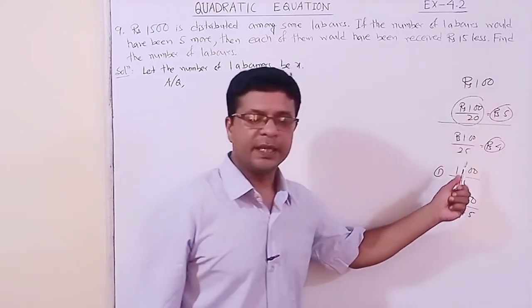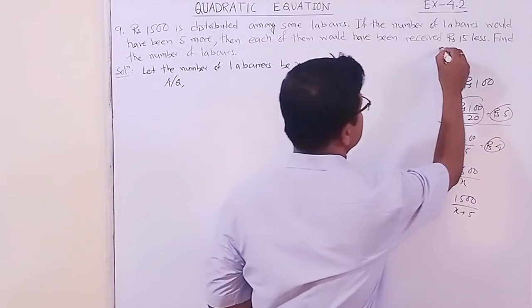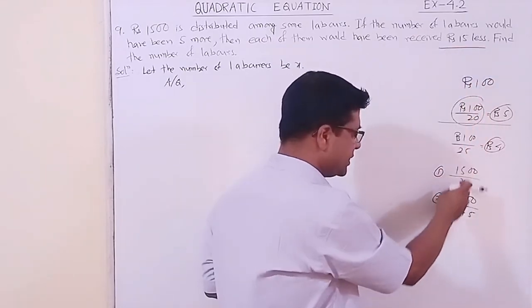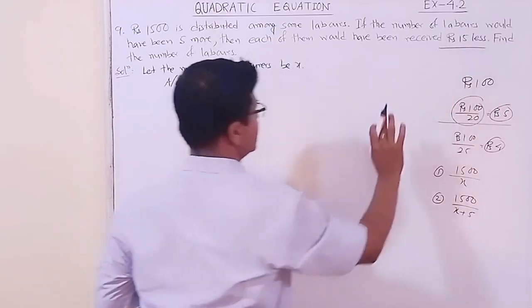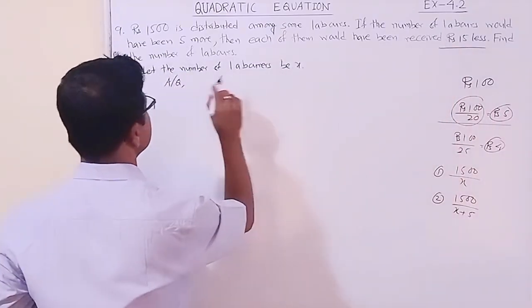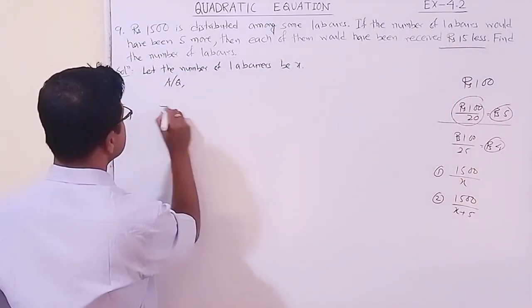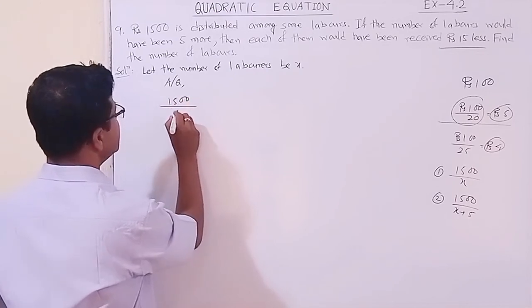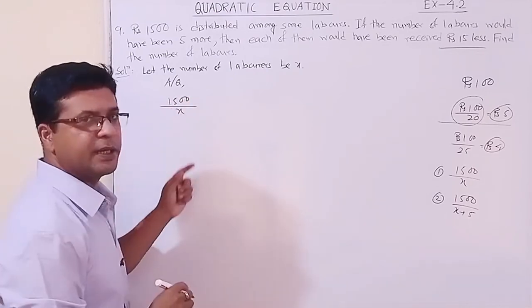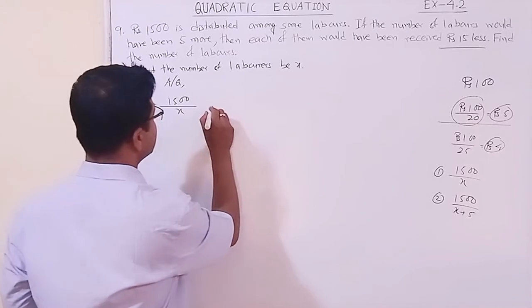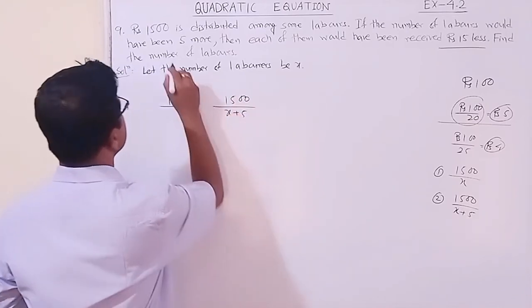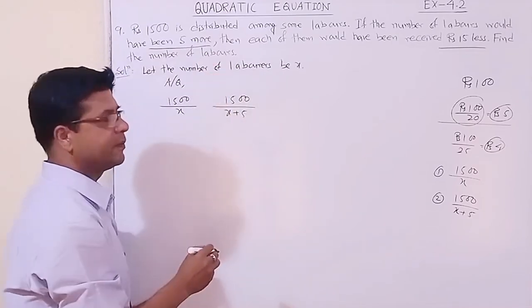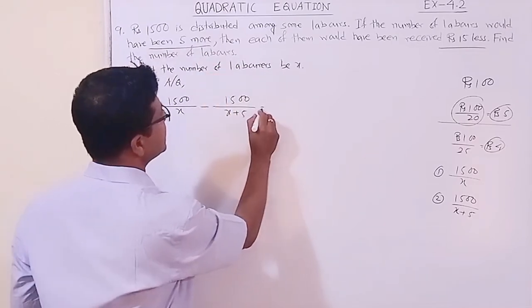That means their difference is how much? 15 less. Less means their difference is this much, 15. Okay, this minus this will be 15. This is the equation. Find the number of laborers. We have written according to the question. Earlier each laborer will get 1500 by x. Now each laborer will get 1500 divided by x plus 5. Why? Because the number of persons is increased by 5. Their difference is how much?